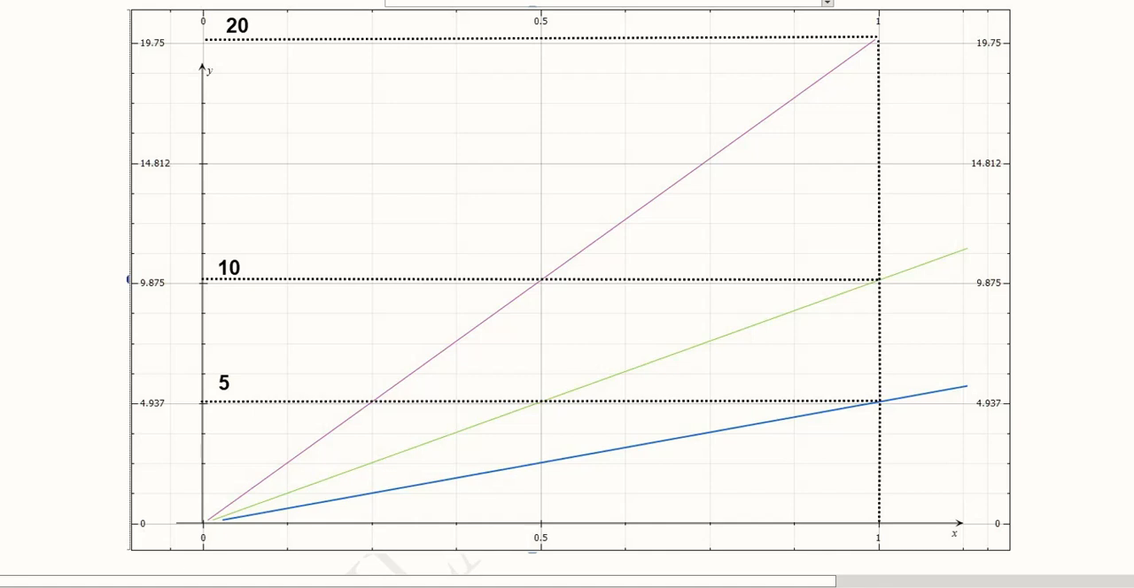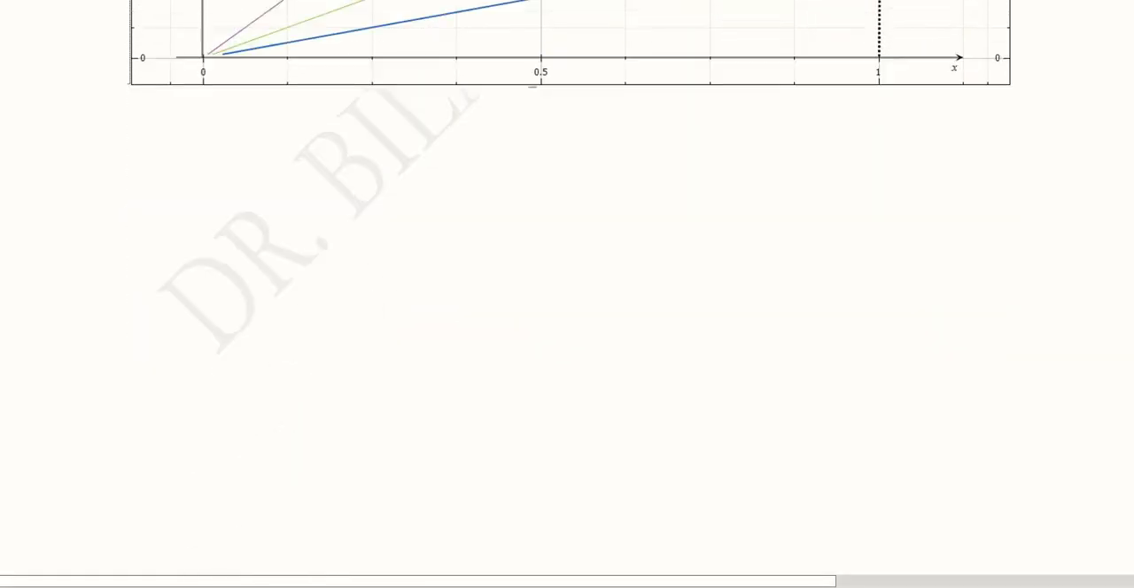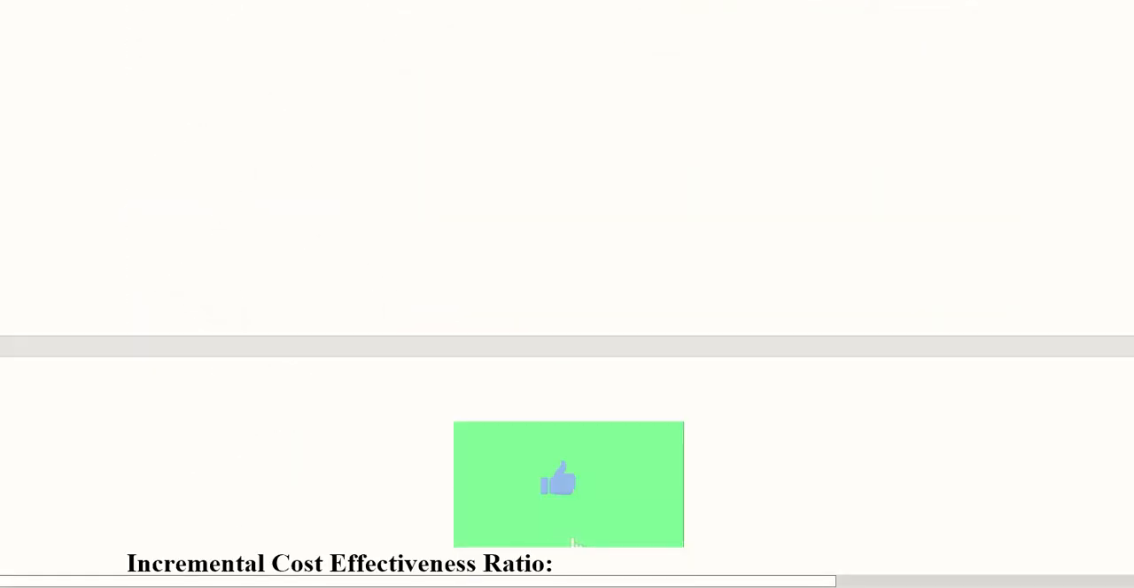So you see, for 1 unit of effectiveness, $5 million will be required as compared to $10 million, as compared to $20 million. So this seems to be the most promising because it is the most cost effective alternative, project A, alternative A. So with the help of this diagram, we can understand the CER.